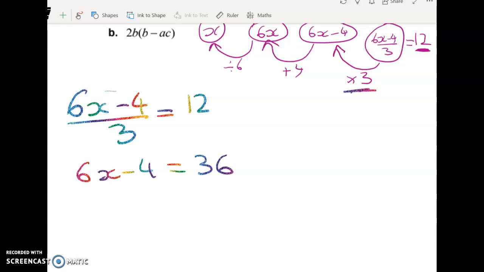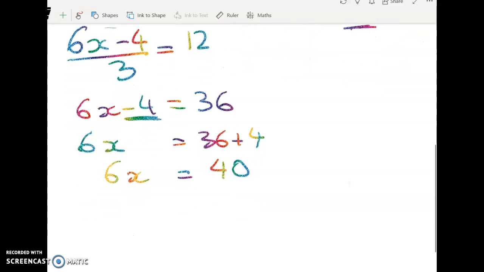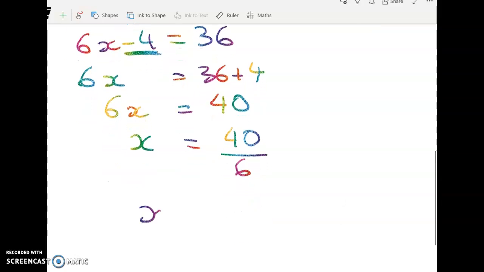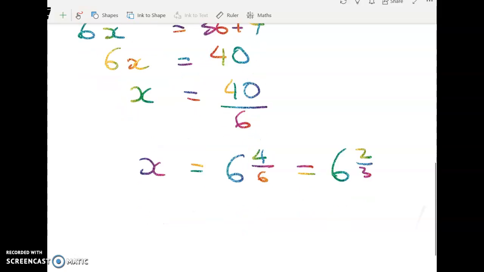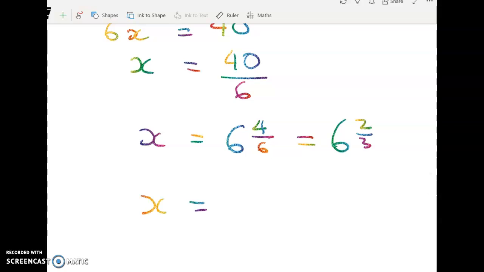Now we're back to an easy pattern. We have 6x equals 36 plus 4. 6x is equal to 40. That's not a very nice round number anymore, but there you go. So x is equal to 40 divided by 6. What does that give us? Well, x is equal to 6 whole numbers and 4/6, which is equal to 6 and 2/3. Alternatively, you could leave that as an improper fraction and get x is equal to 20 over 3.